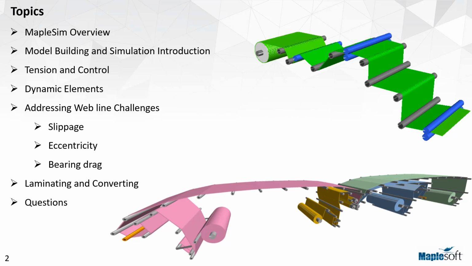From there, we'll talk about addressing some web line challenges that we see, such as slippage, eccentricity, and bearing drag. We'll touch on one of these in this webinar and how we can explore paths to eliminate it. Lastly, we'll go over some converting and laminating, as well as discontinuous changes that you can model in our web handling library. And we'll conclude with questions.